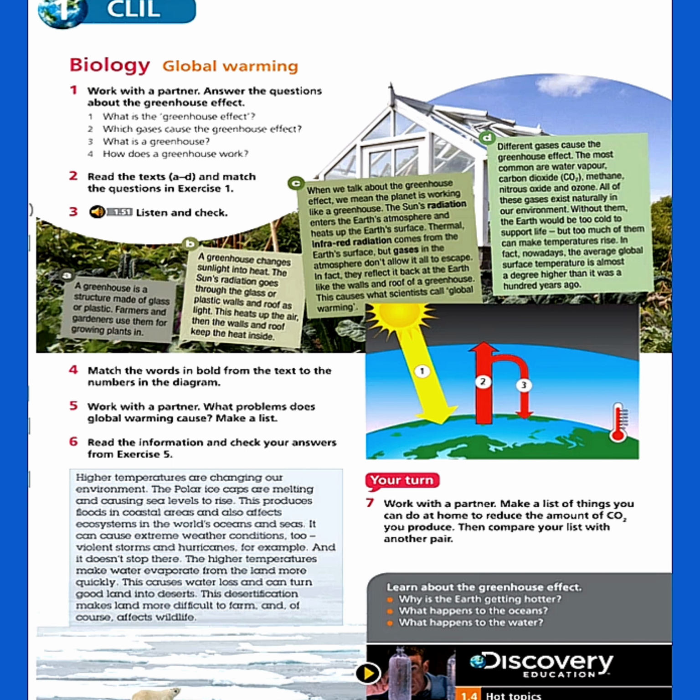What is the greenhouse effect? When we talk about the greenhouse effect, we mean the planet is working like a greenhouse. The sun's radiation enters the Earth's atmosphere and heats up the Earth's surface. Thermal infrared radiation comes from the Earth's surface, but gases in the atmosphere don't allow it all to escape. In fact, they reflect it back at the Earth like the walls and roof of a greenhouse. This causes what scientists call global warming.